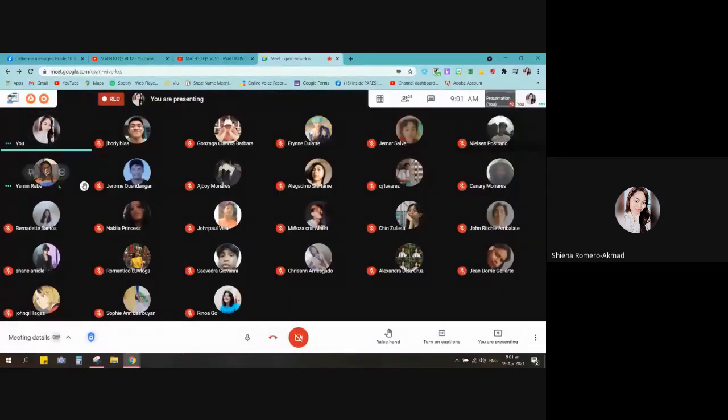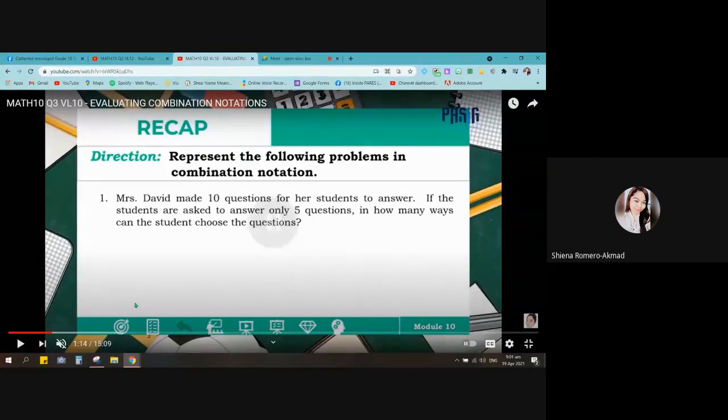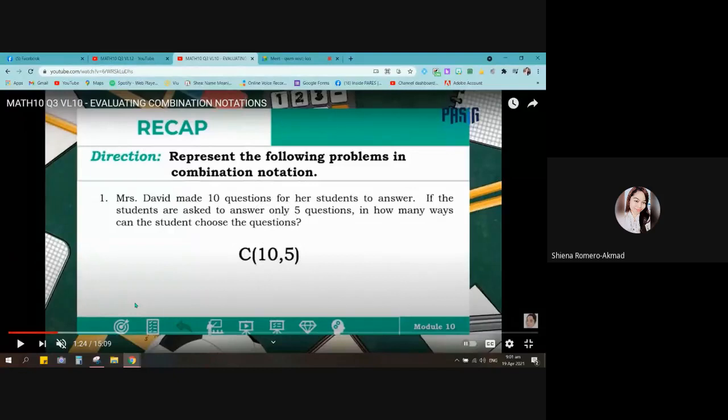Combination of 10 taken 5 at a time. Let me repeat: how do you read that combination notation? That's combination of 10 taken 5 at a time. So, that will be our combination notation.